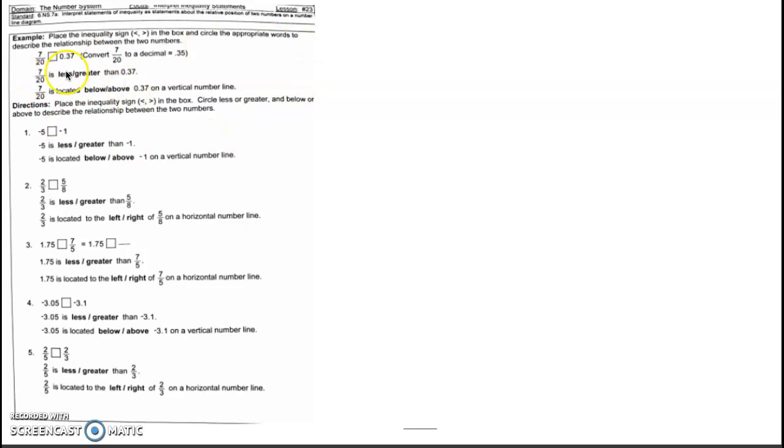We're looking right here at the example. It's asking us to do three different things. It says, place the inequality sign, greater than or less than, in the box and circle the appropriate words to describe the relationship between the two numbers. So this is the one where we're doing greater than, less than. This is the one where we're circling: is 7/20ths less than or greater than 37/100ths? And this one is where we're locating it on a vertical number line.